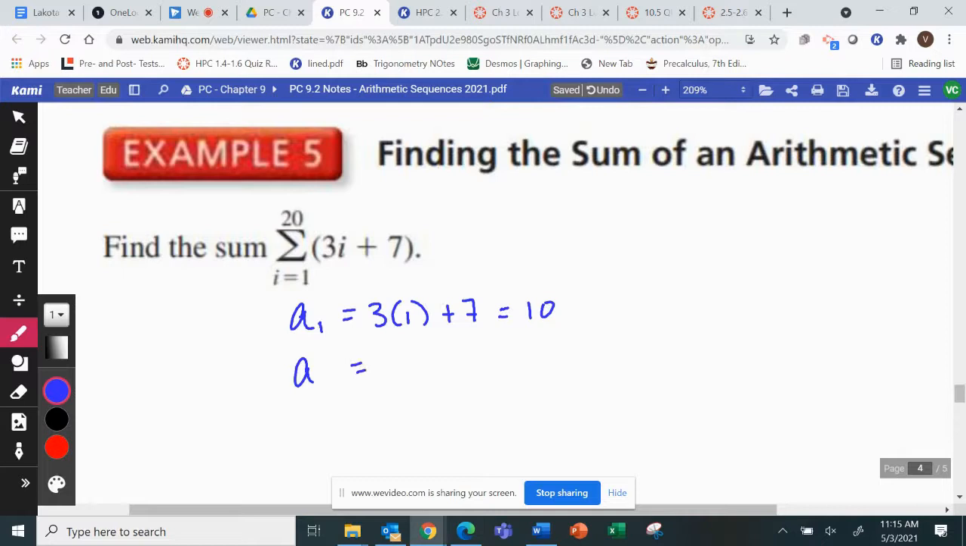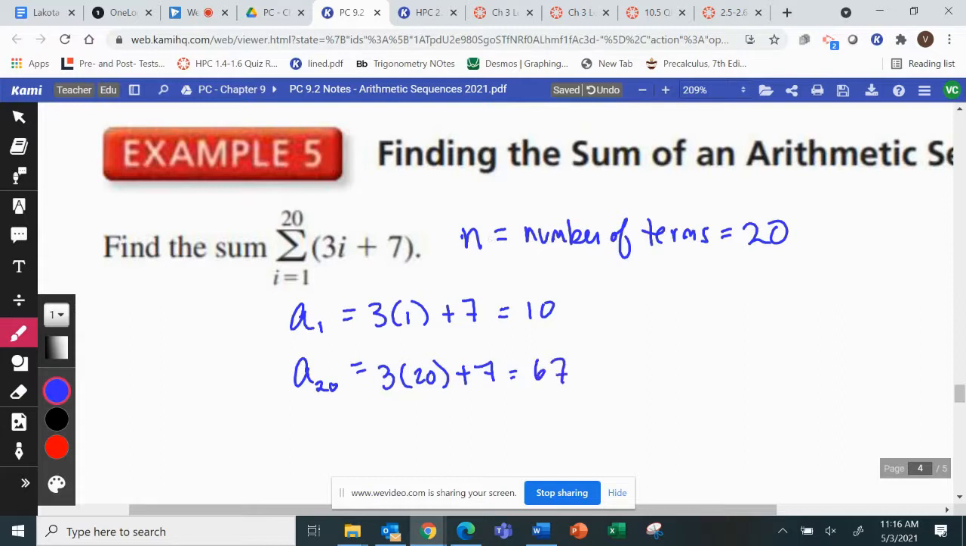How many terms total are there? There are 20 terms. So I'm going to find a sub 20, and for this, that'll be plugging in the number 20. So I have my first term and my last term of the sequence.